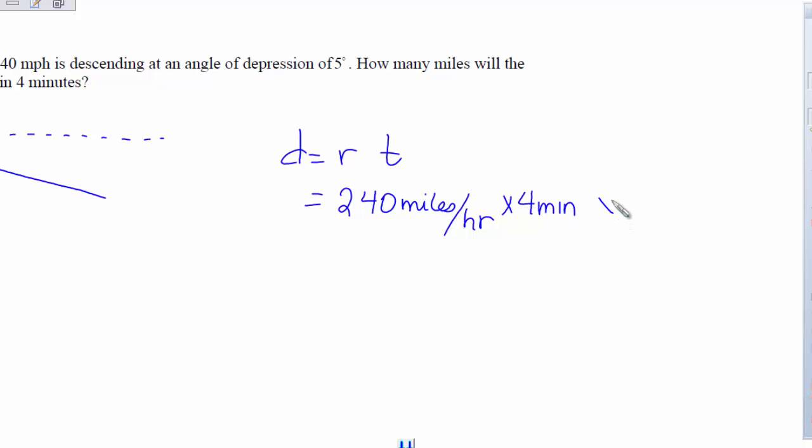So to do that, since I have minutes here in the top, I'm going to use a conversion factor that has minutes in the bottom. So I know that 60 minutes would be equal to 1 hour. Okay, so we've got 240 miles per hour times 4 minutes times 1 hour over 60 minutes. When we do that on our calculator, we get 16 miles.